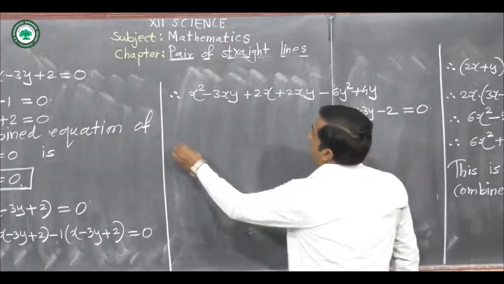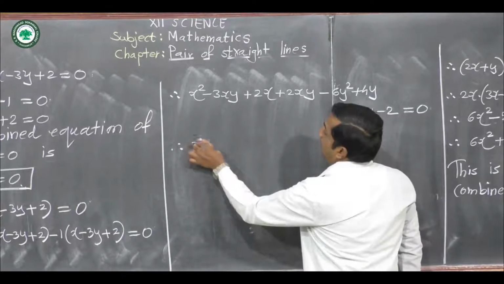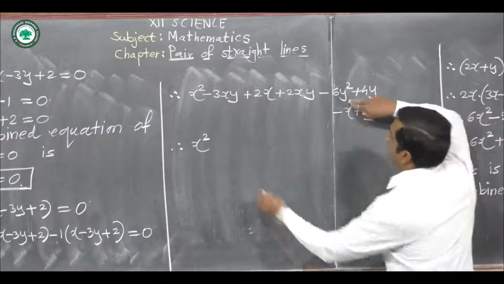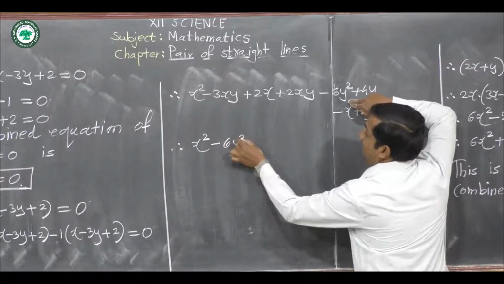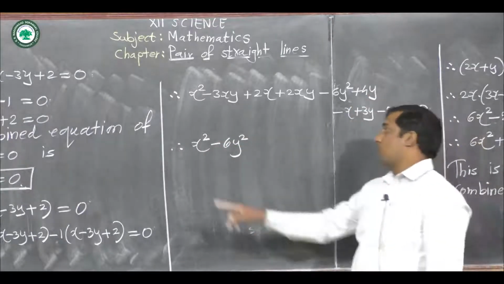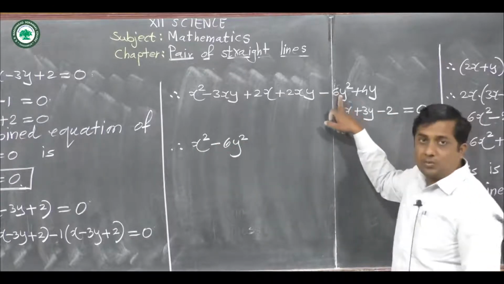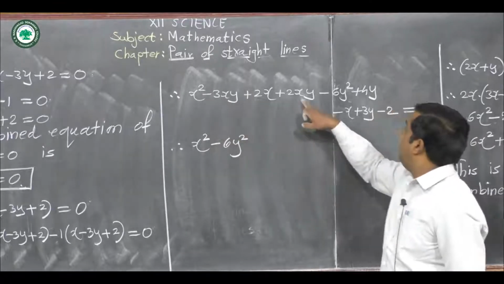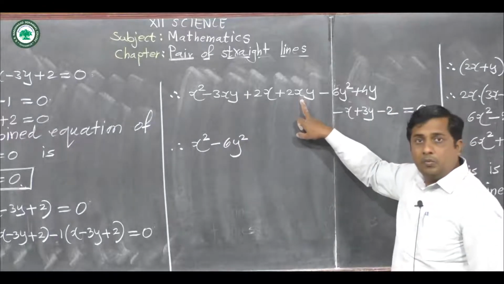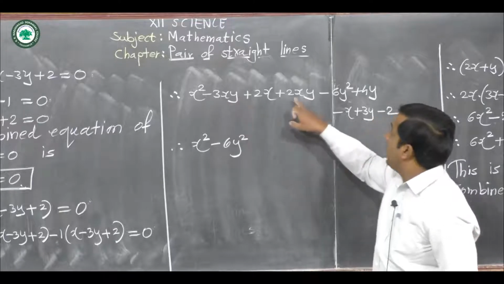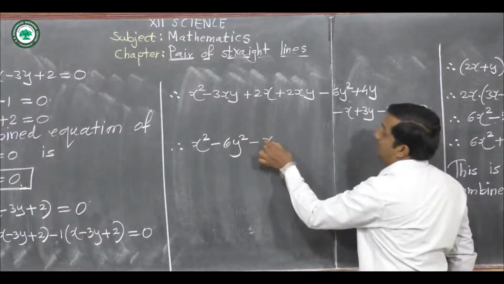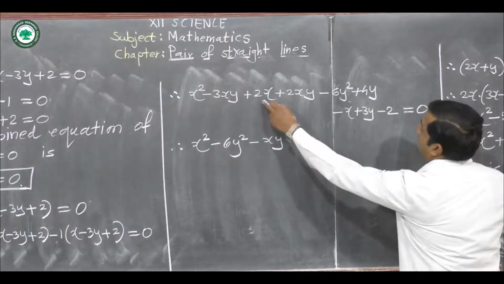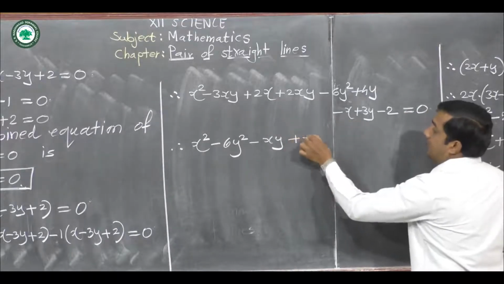Now I write this as x square first, then we consider minus 6y square. Next we know minus 3xy plus 2xy is minus xy. Then 2x minus x is plus x.